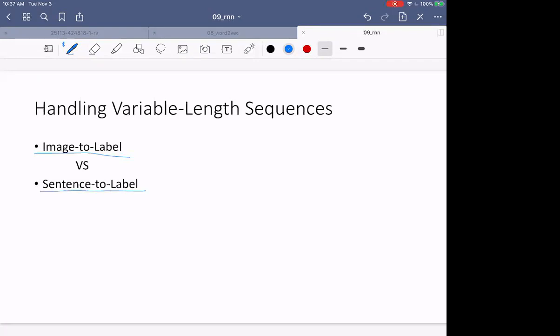As you've already experienced so far, images always have the same size. Once you set a specific resolution for the image before you train a neural network, like if it's MNIST, then it is 28 by 28. If it's CIFAR, it's 32 by 32. And if it's ImageNet, it's 224 by 224.